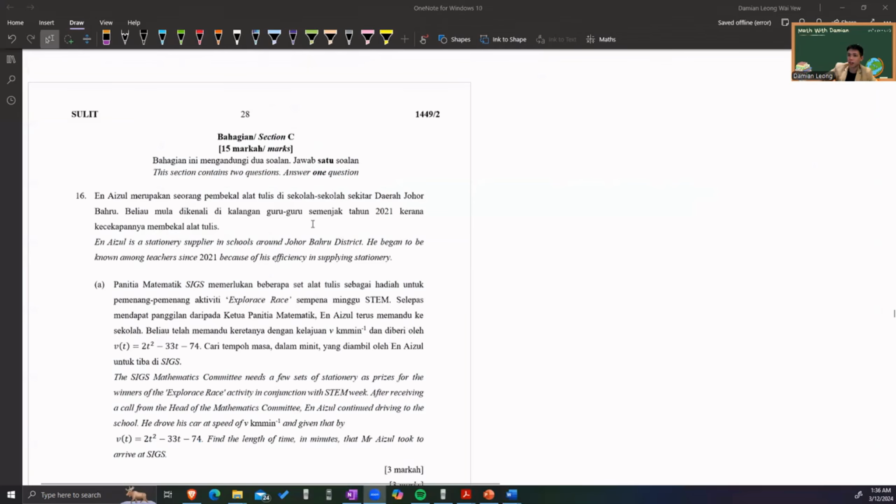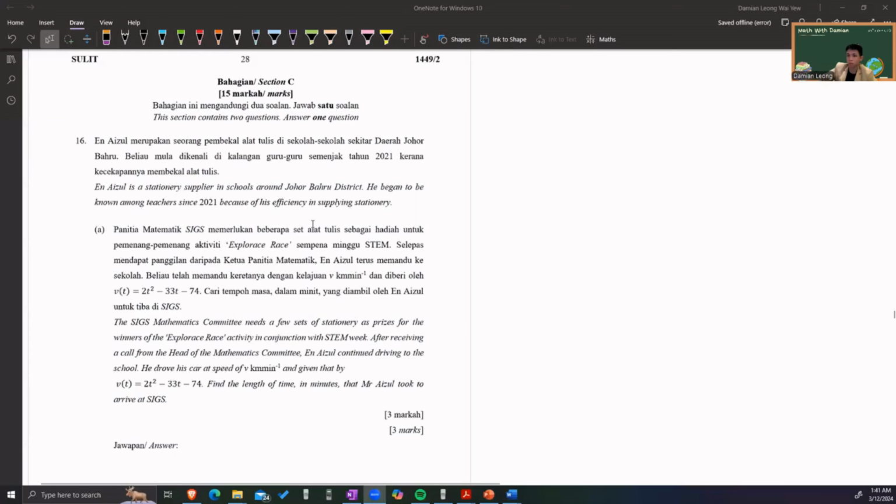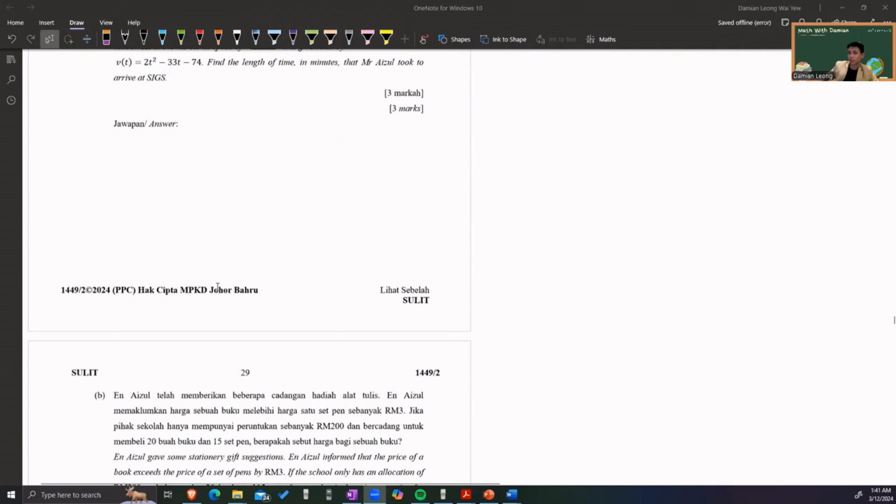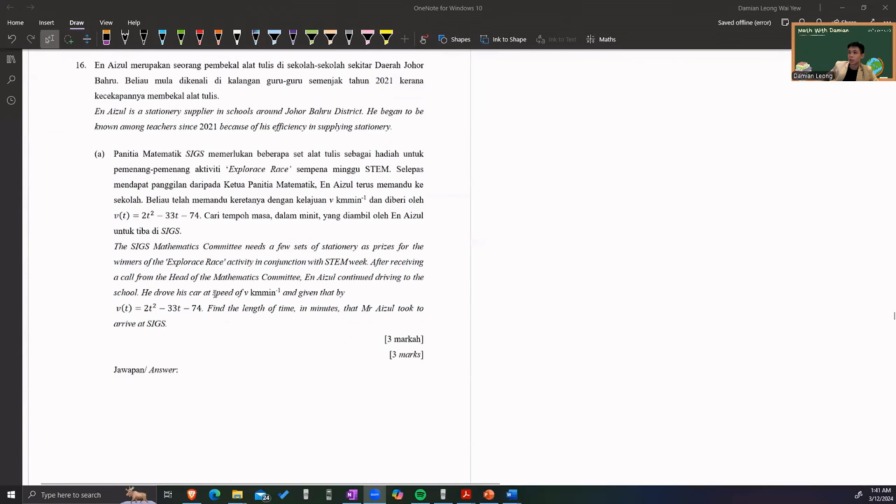Then section C now. Question 16. Encik Aizul is a stationery supplier in schools around Johor Bahru district. He began to be known among teachers since 2021 because of his efficiency in supplying stationery. So the SIGS Mathematics Committee needs a few sets of stationery as prizes for the winners of the Explorers race. Okay, activity in conjunction with STEM Week.